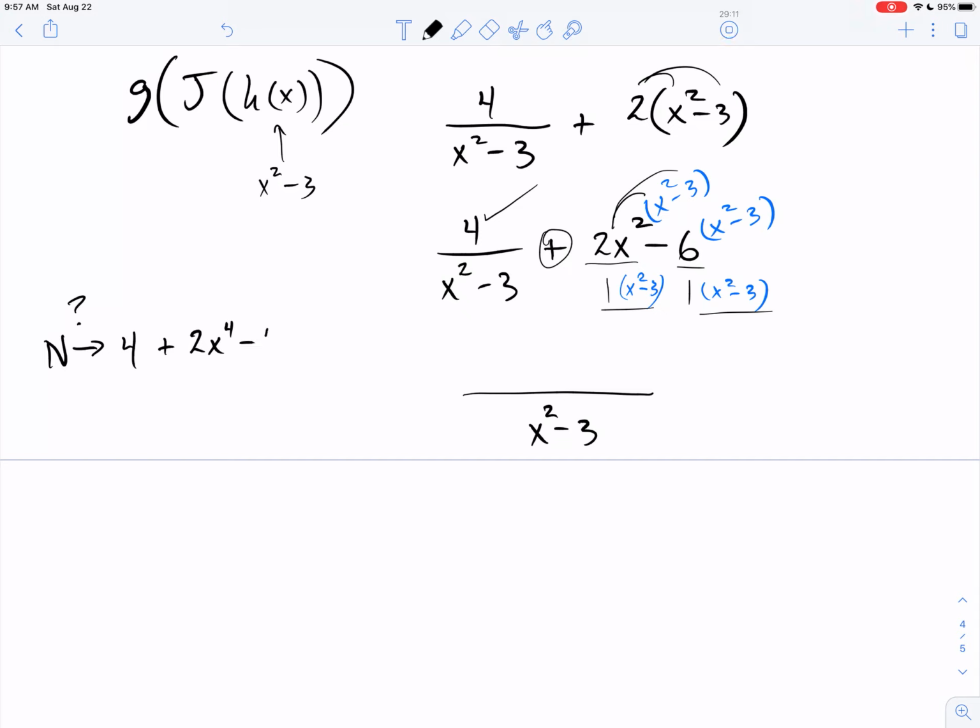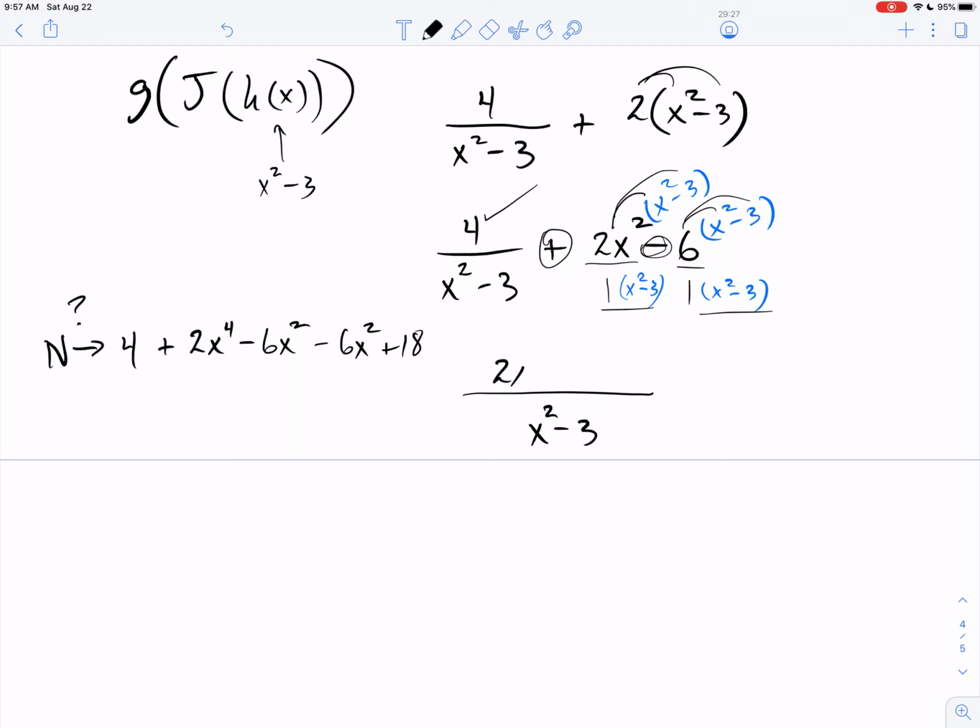Minus 6x squared. And then I got to do this piece. And the minus goes with the 6, so I get minus 6x squared again. And then what do we get? Plus 18.